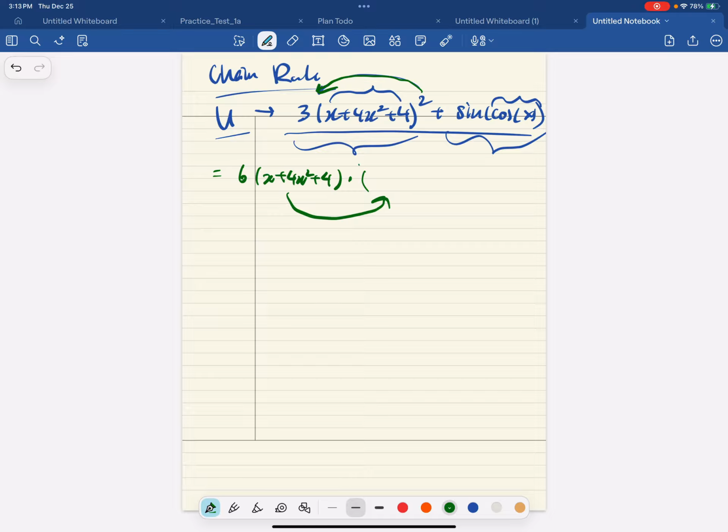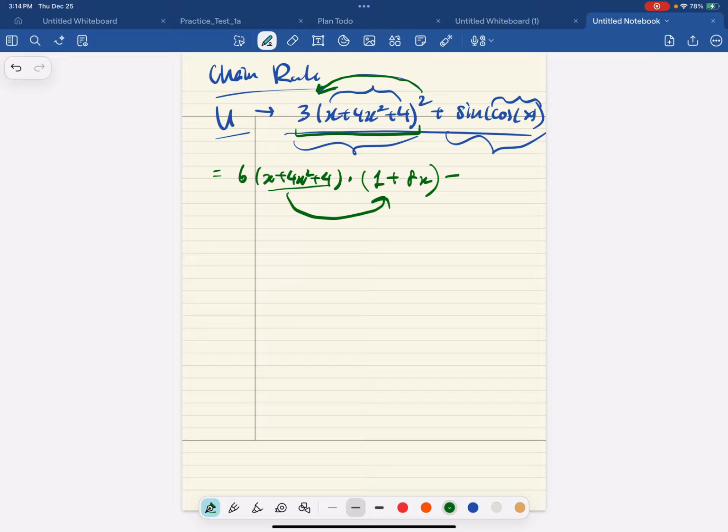So in this case, we just have straight up one expression. So x, the derivative of x is 1. You can do that by the power rule. x to the 1 equals 1 times x to the 0. So it's just 1. 1 plus 8x plus 0. You don't need to write the 0. Profs won't ask you to write the 0. And that's it for the first portion. 6 times parenthesis x plus 4x to the 2 plus 4 times 1 plus 8x.